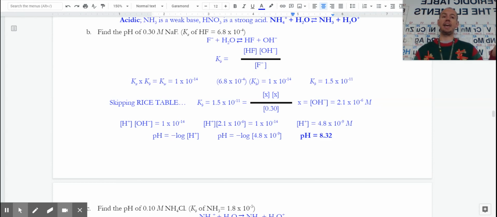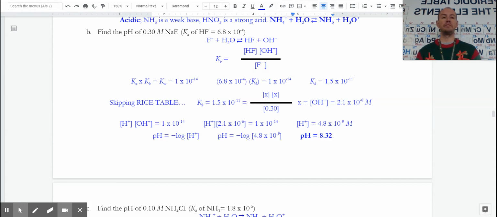We are given the K for the original solution, or the original acid or base, but we are looking at its conjugate. The way we make the connection is that Ka times Kb equals Kw, which at 25 Celsius is 10 to the negative 14th. So if I know how strong or weak my original acid was, I can calculate how strong or weak its conjugate is. So the Kb for the conjugate base of HF is equal to 1.5 times 10 to the negative 11.